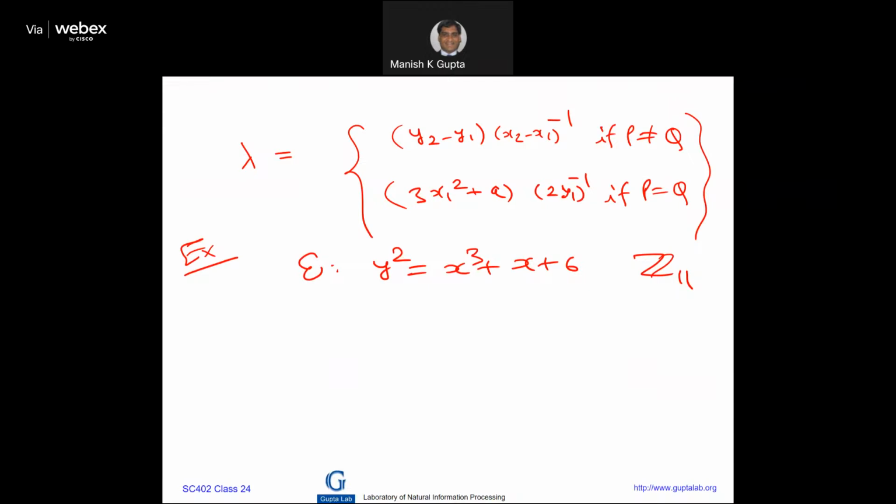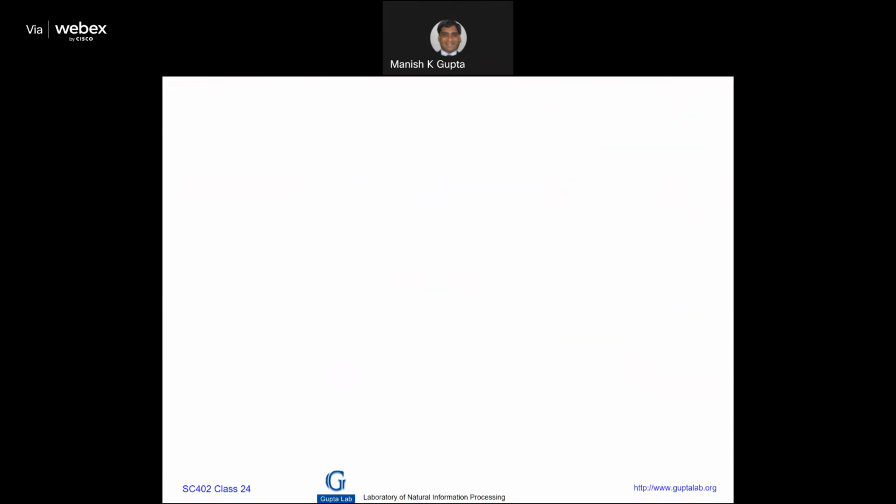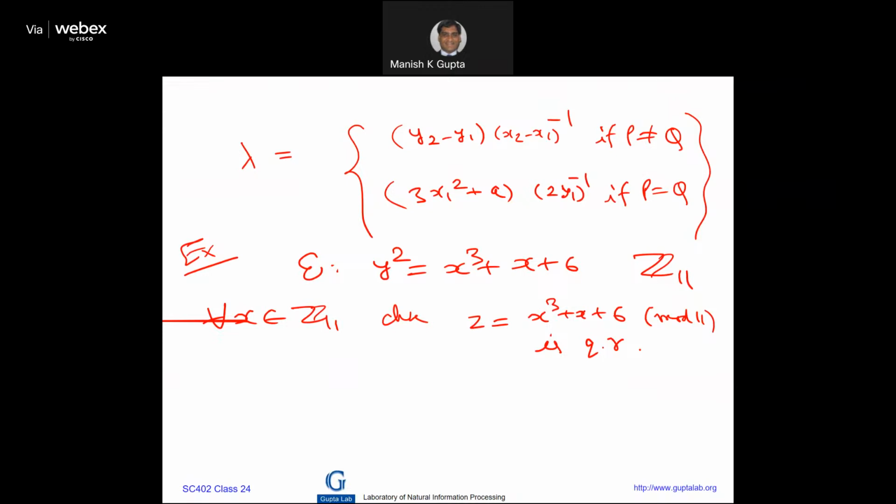So the problem reduces to finding quadratic residues, basically. I can make a table, just vary all x. It's a very simple and intuitive approach. Of course, you can write a computer program to do these activities and find a solution. So here is our approach. For every x in Z11, check if z equal to x cube plus x plus 6 mod 11 is a quadratic residue. Because the right hand side quantity is z, y square is equal to z. So I am asking when z is a quadratic residue, because y square, that's the definition of quadratic residue, right?